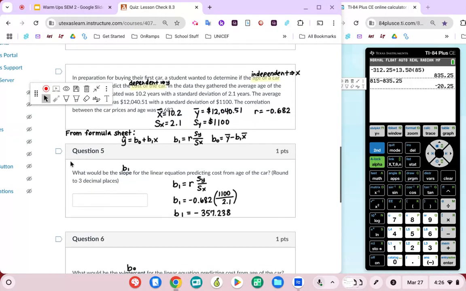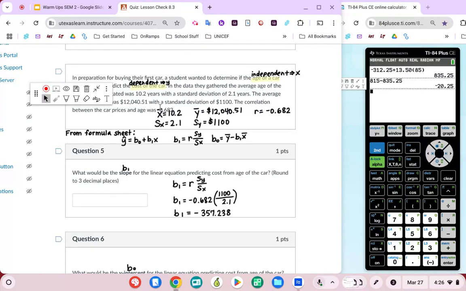So in question number 5, it says, what would be the slope for the linear equation predicting cost from age of the car? They want us to round to 3 decimal places. So we're going to use the slope formula that says to take r times sy over sx. So our r value was given, the correlation was negative 0.682.